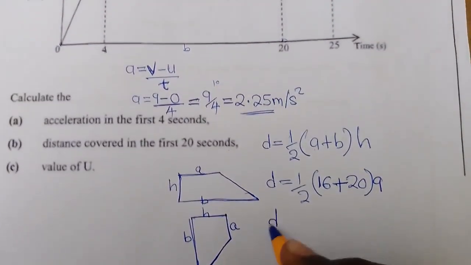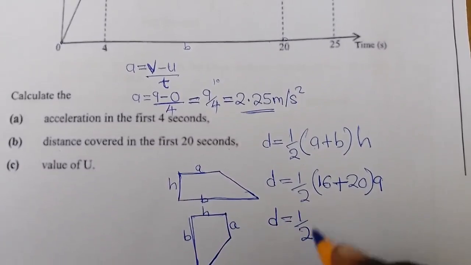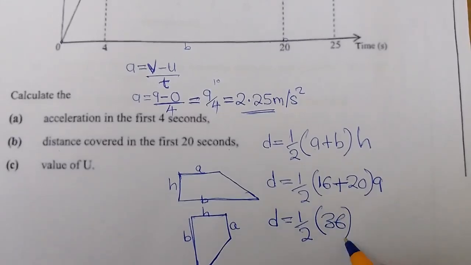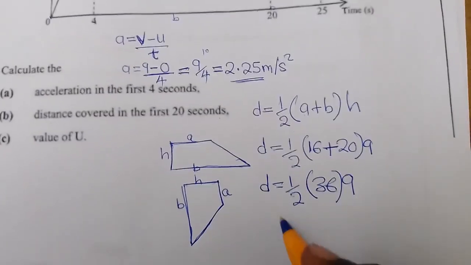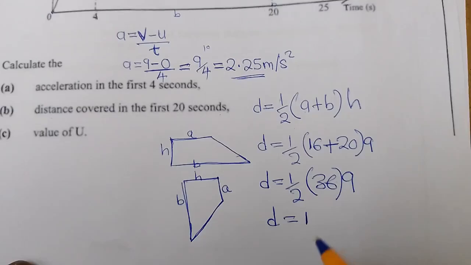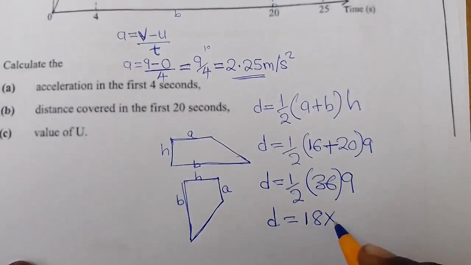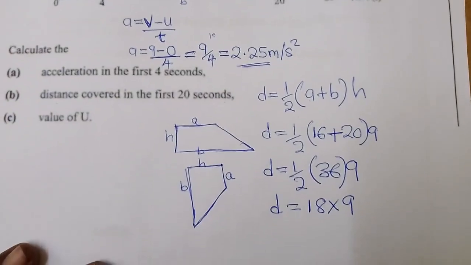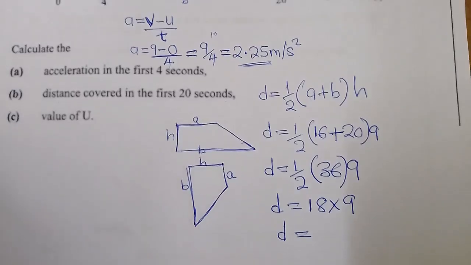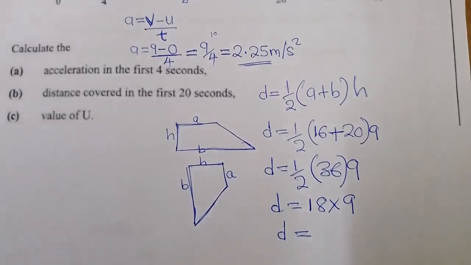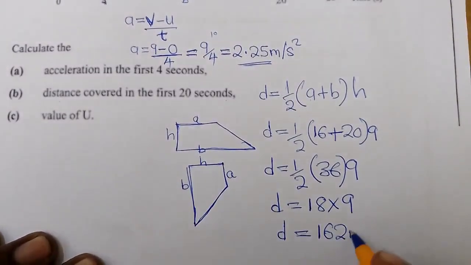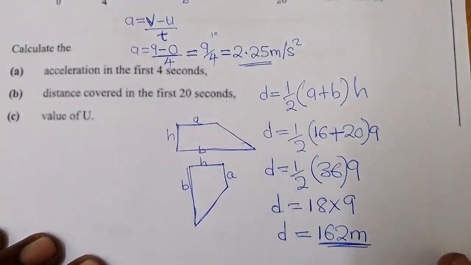You say distance is equal to half, like this. Then what is the answer there? You've got 36, then 9 there. So this is equal to half of 36, which is 18. 18 times 9. Where you say distance now finally is equal to 18 times 9. What answer are you going to get? Definitely 162 meters. So this is your answer.